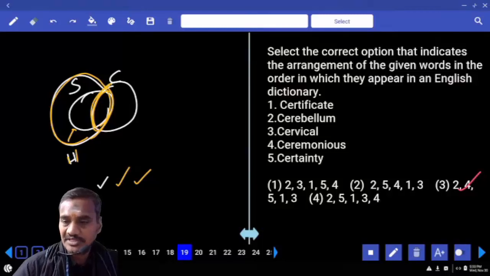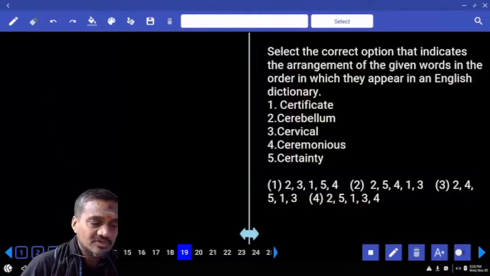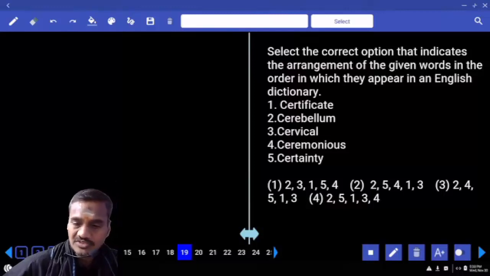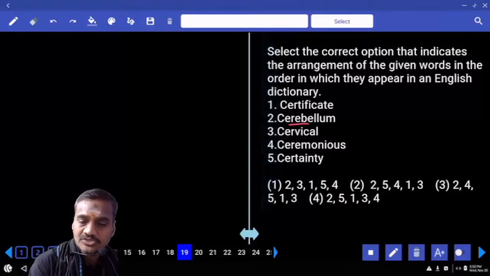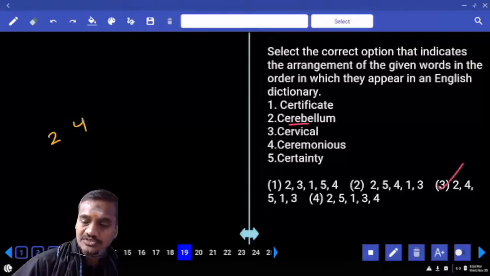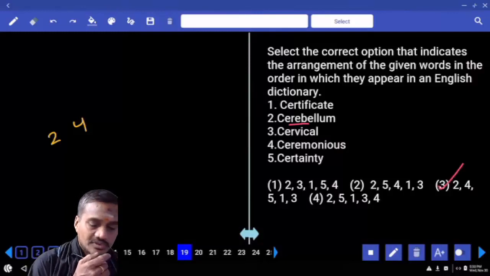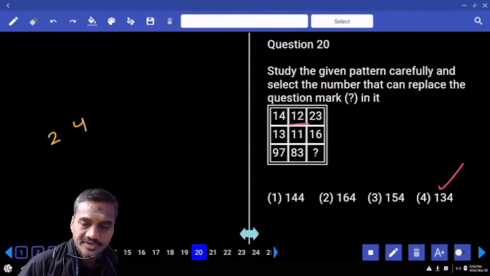Now select the option that indicates the arrangement of the given words in a dictionary order. What is your order here? Now first one, C-E-R-E, C-E-R-E-B. Hence 2 comes first. Next one, 4. Now 2, 4. Now 2 and 4 are given in which choice? Choice 3. Then 20th.